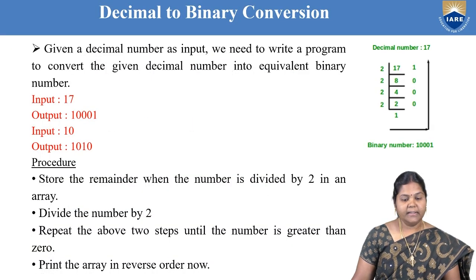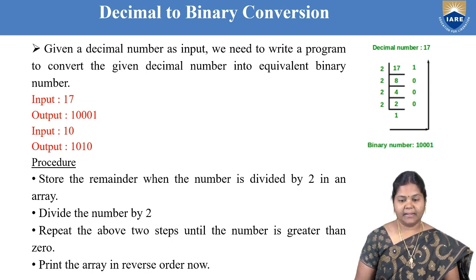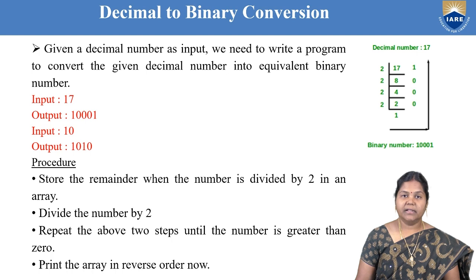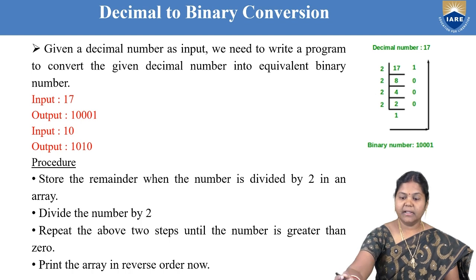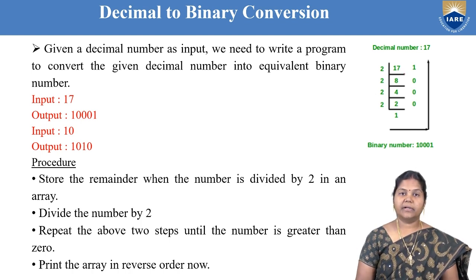Now, in the next problem, we are going to discuss a problem called the decimal to binary conversion process. So how to convert a decimal number into binary? Given a decimal number, we need to write a program to convert it into its equivalent binary number. You can look at here. Suppose the number is 17. Then how to convert it into binary?